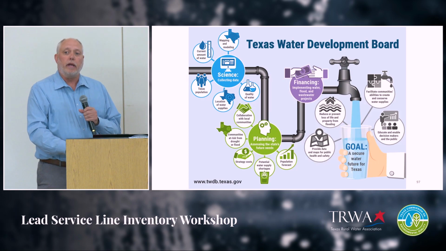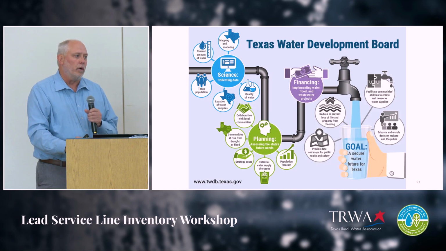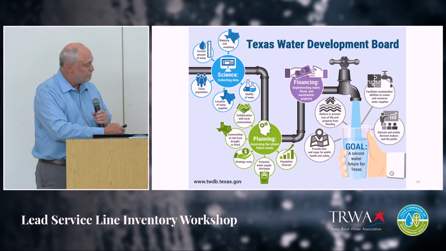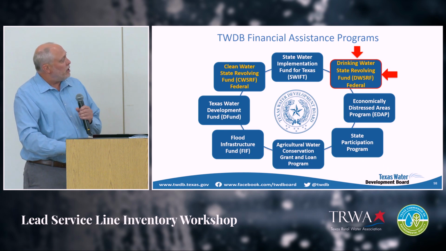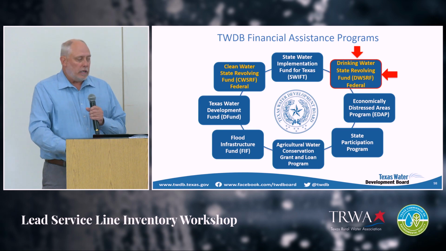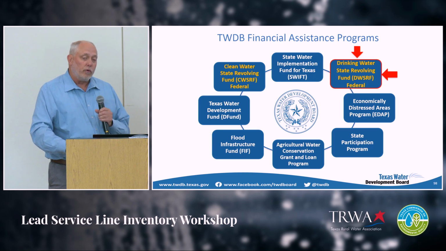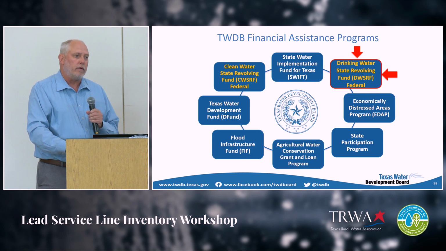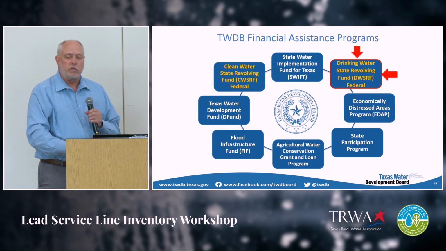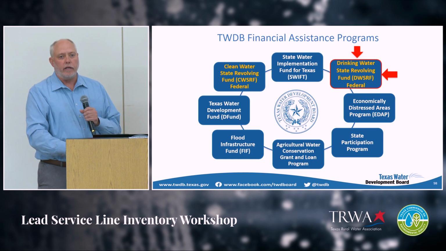And then we function like a bank. We have funding for political subdivisions, cities, water districts, water utilities, for drinking water, wastewater, stormwater, and now flood mitigation projects also. We're going to be specifically talking about the Drinking Water State Revolving Fund. TWDB has two federal programs, one the Drinking Water State Revolving Fund, and the second is the Clean Water State Revolving Fund, for wastewater. And then the other programs that you see identified on this slide are state dollar programs.